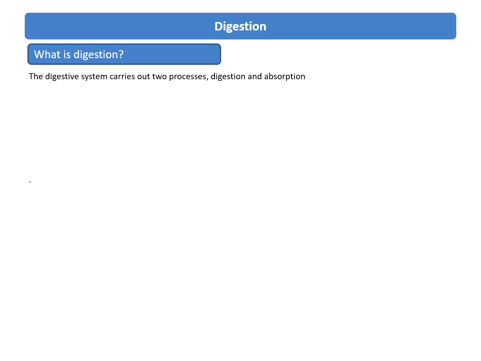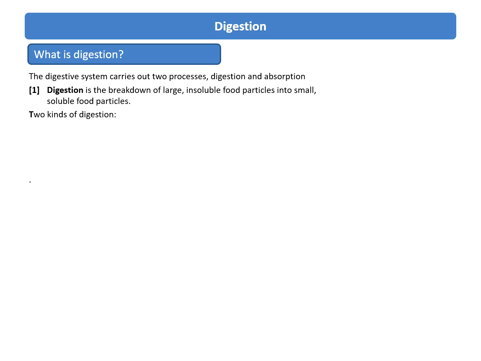The digestive system carries out two processes, as we mentioned when we introduced with the donut: digestion and absorption. Digestion is the breakdown of large insoluble food particles into small soluble food particles. There are two kinds of digestion. One is mechanical breakdown, and the other is chemical breakdown.